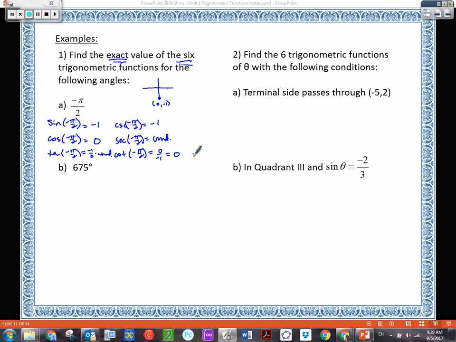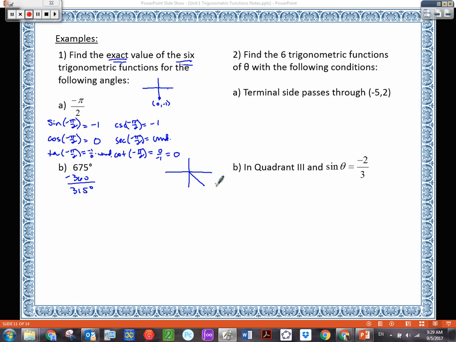Okay, so let's look at the second one. So we have 675 degrees. We can see that there is an extra rotation on here that we need to pull off so we can see which quadrant we're in. So I'm going to pull off the 360, which would be one full rotation. And when I do that, we get 315 degrees. All right, so let's see what that looks like. That puts us in the fourth quadrant.